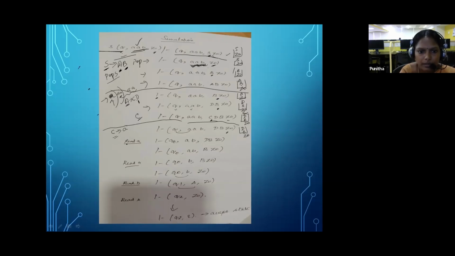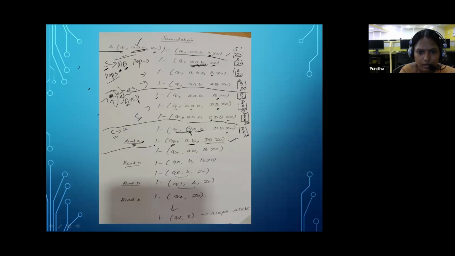Next, I need to perform the read operation, read A. I'm reading the A element. The remaining input is AB. Now I'm reading the input A, so the remaining element is mentioned here. While reading A, my resultant state is Q naught, which I mention here. Before that I had mentioned only Q. There is no change in the stack because the processing happens only on the input tape.